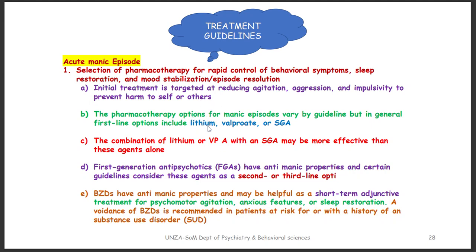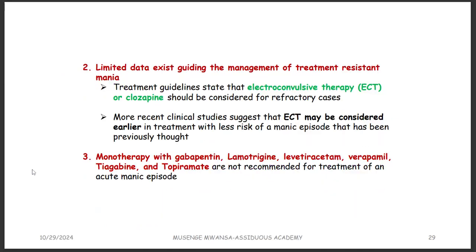Actually, when you give lithium, you are going to give the benzos and the second generation antipsychotics, because they act a bit quicker. But you want to avoid benzodiazepines in a patient who has a history of substance use disorder, SUD, because benzodiazepines can worsen that.